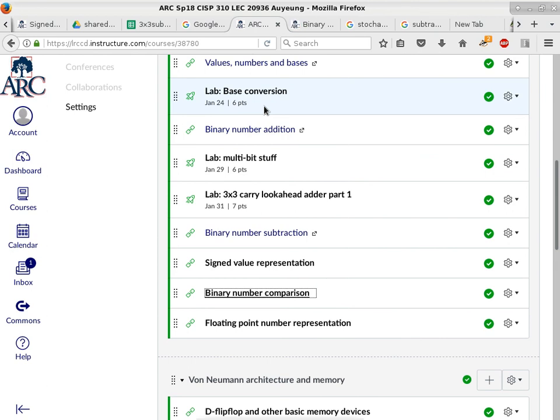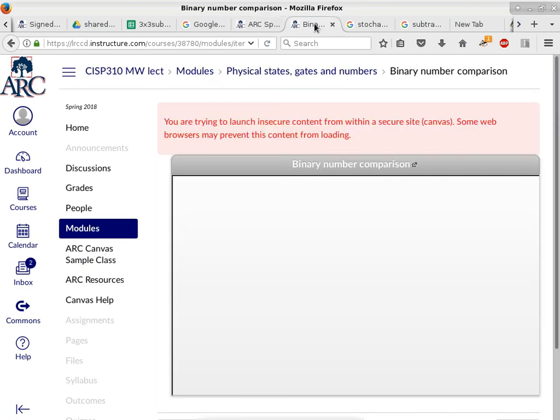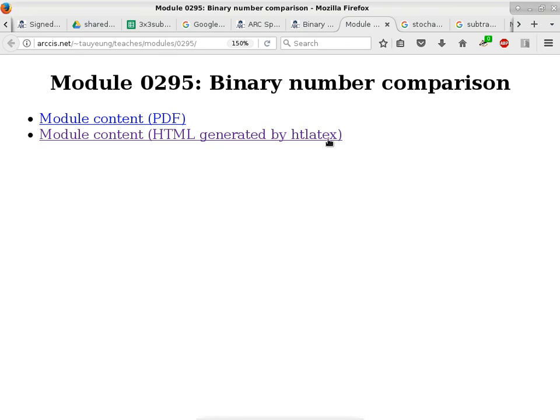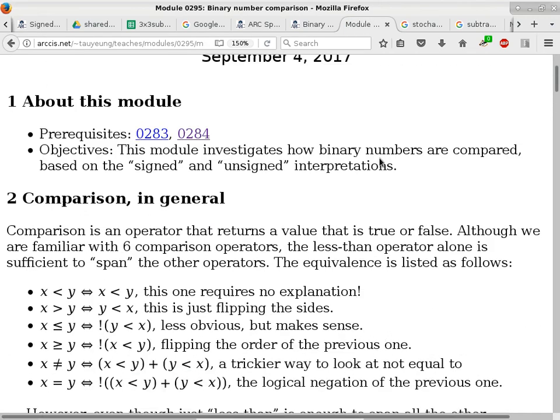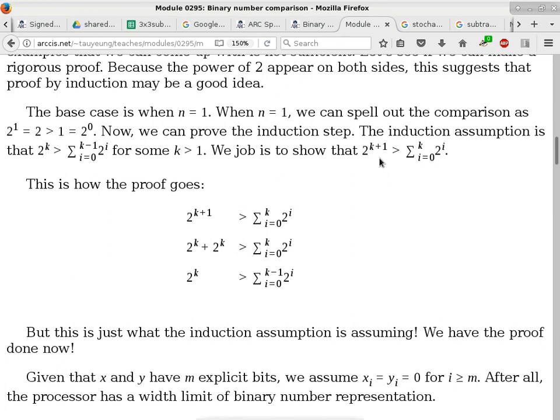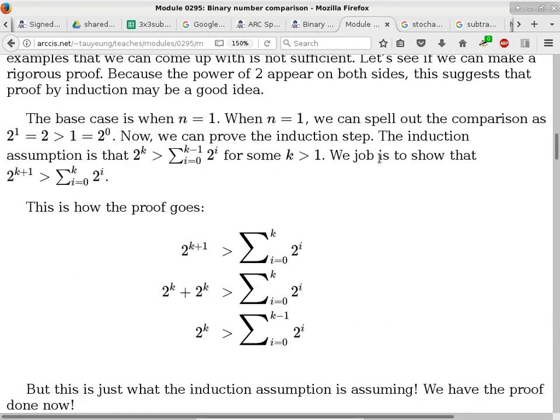So subtraction can be used for comparison. It's just that after the subtraction, how do you know the result of the comparison? The answer is you use the borrow flag. Okay, so here is the module that I want to refer to, and the proof of using the borrow flag to indicate whether the minuend is less than the subtrahend is this math here.